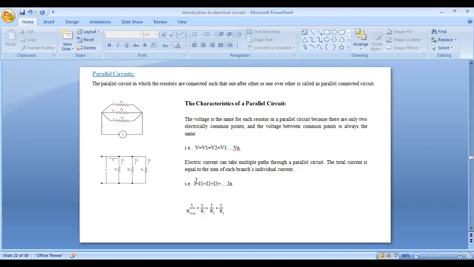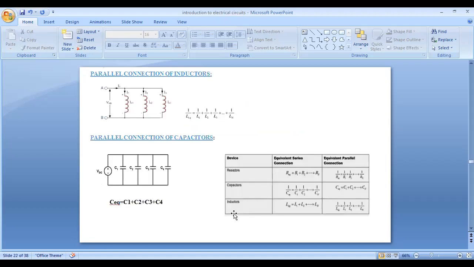Next, the electrical current: the total current is equal to the sum of each branch's individual currents. That is, I is equal to I1 plus I2 plus I3 plus so on up to In. So the R equivalent in the case of parallel connection of resistors is 1 by R equivalent is equal to 1 by R1 plus 1 by R2 plus 1 by R3.